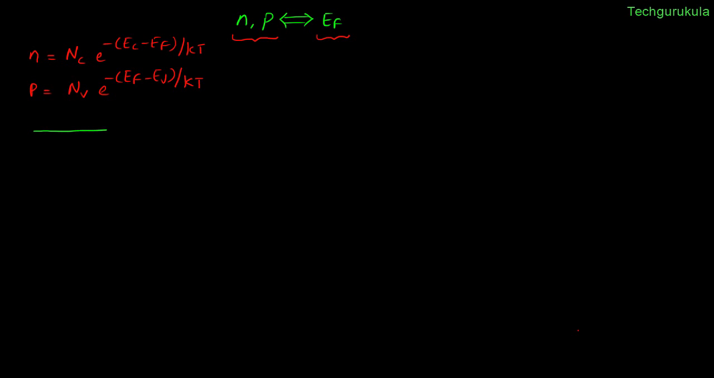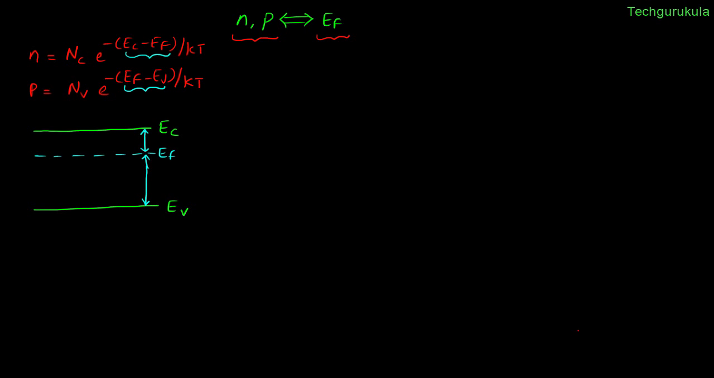In the band diagram, the bottom edge of the conduction band is called Ec and the top edge of the valence band is called Ev. For our understanding, let me take the Fermi energy level to be somewhere here. Then the electron concentration depends on the difference between Ec and Ef. So this is the Fermi energy level, I'm assuming. At the same time, the hole concentration depends on the Ef to Ev difference, and that value is this distance, Ef to Ev.